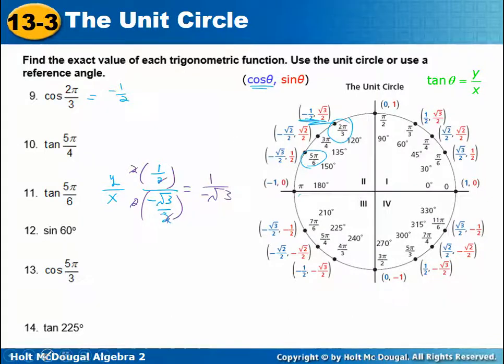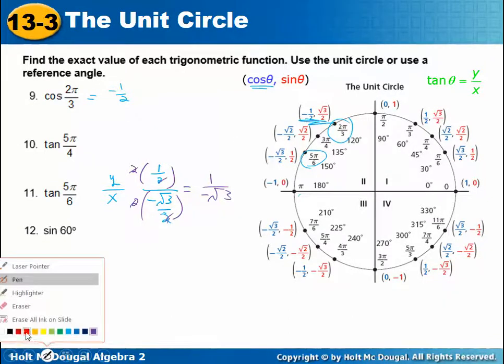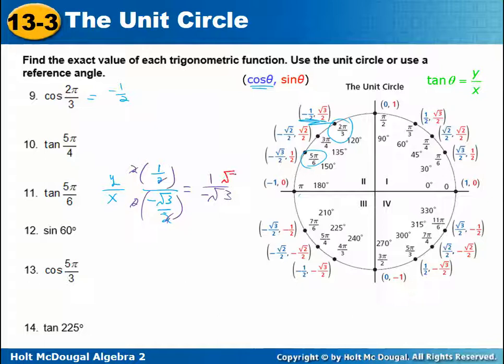Now you have to rationalize your denominator. That means you multiply top and bottom by the square root of 3. So on the top, I get the square root of 3. On the bottom, I have negative, so I'll put a negative in front here. Square root of 3 times square root of 3 is 3. So number 11 would be negative square root of 3 over 3.